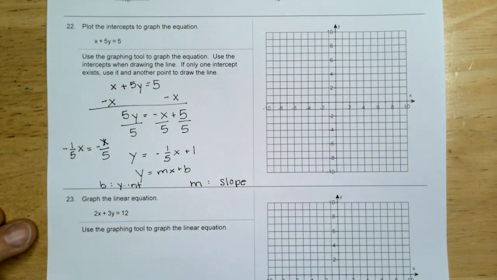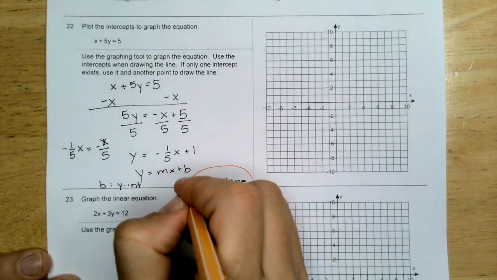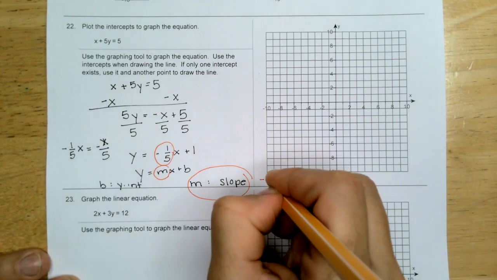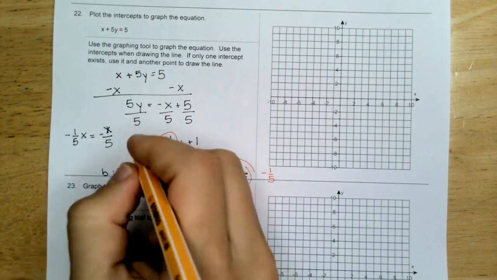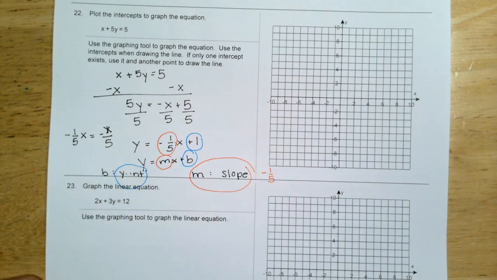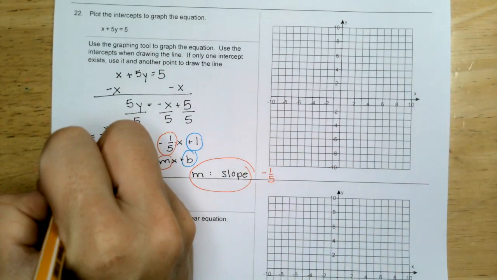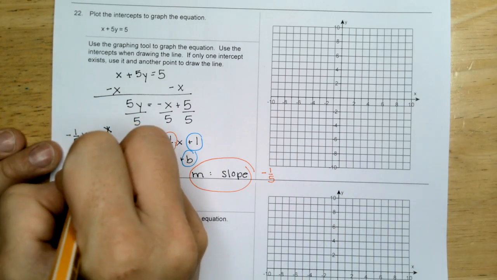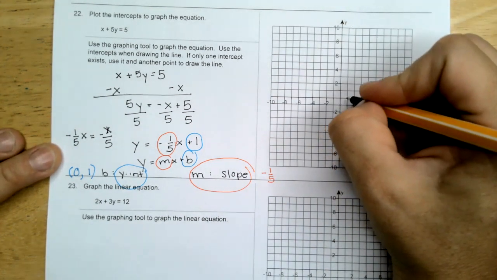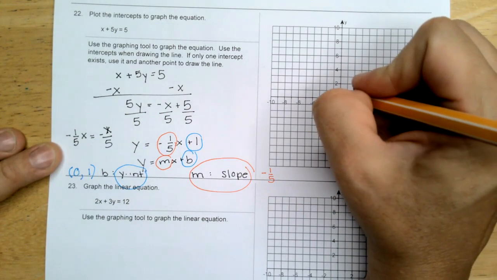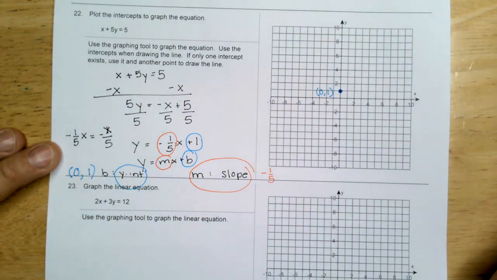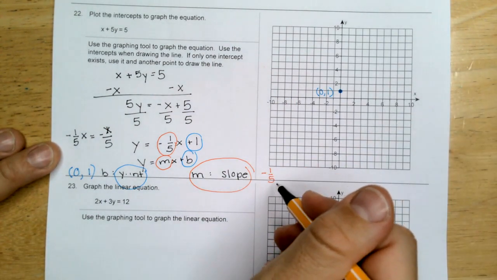So here, my slope is, take the negative sign with it, -1/5. Okay? My y-intercept is a +1. That means my y-intercept is the point 0 on the x, +1 on the y. Good? We find that point 0 on the x, so I don't move left or right, 1 on y. That is the point 0, 1. That is my y-intercept. My slope is now -1 over 5.